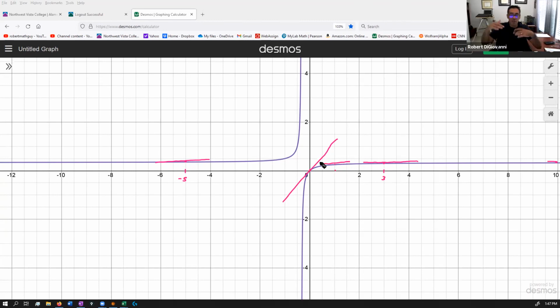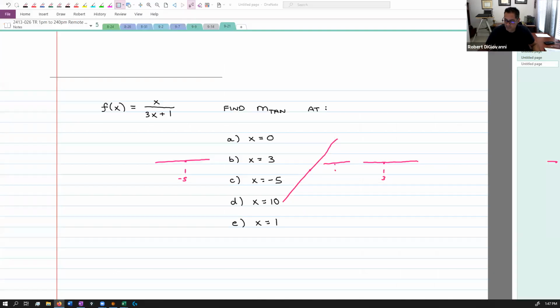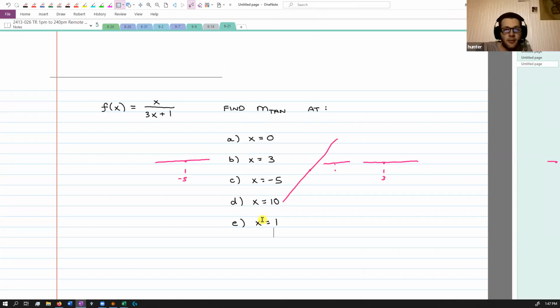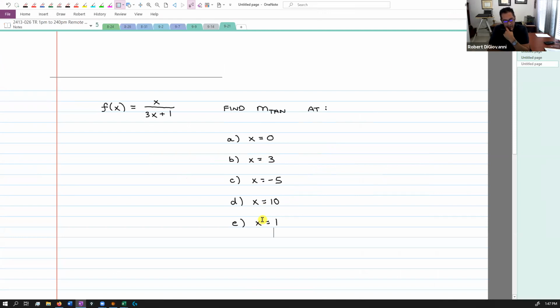Now we're going to have different slopes, aren't we? For each of those points, different slopes. Which means you're going to have to do how many limits? 5 different limits. Right? That's going to suck, isn't it? It's just 5 problems, but come on. How about no?